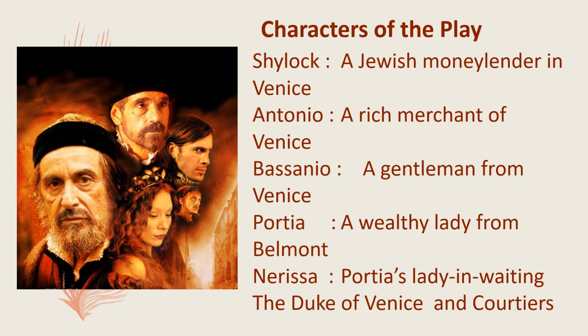Shylock is a Jewish money lender in Venice. Antonio is a rich merchant of Venice and Bassanio's close friend. Bassanio is a gentleman from Venice and a very close friend of Antonio who wishes to marry Portia. Portia is a wealthy lady from Belmont. Nerissa is Portia's lady-in-waiting. The other characters are the Duke of Venice and the courtiers.